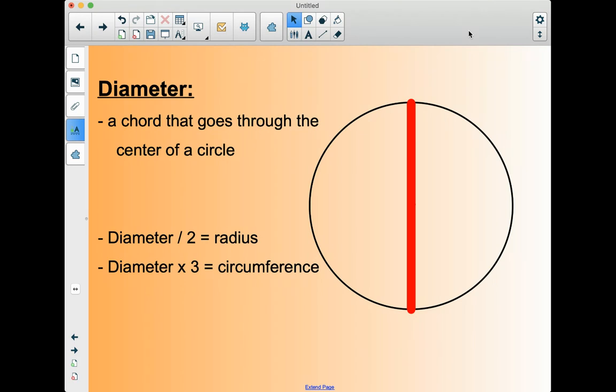The diameter is a chord that goes through the center of a circle. You can use the diameter to find the radius and circumference of a circle. Diameter divided by 2 will give you the radius, and diameter times 3 will give you the circumference.